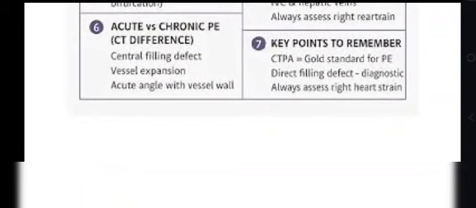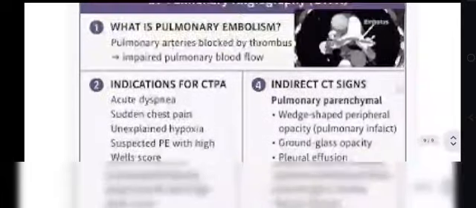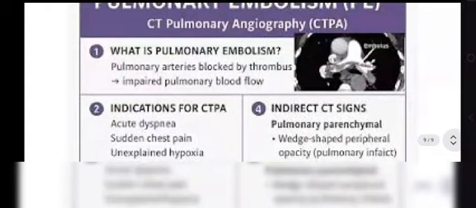It is a gold standard for pulmonary embolism, that is, it shows a direct filling defect, and its diagnosis always assesses right heart strain. So it is compulsory to check the patients thoroughly. If there are any indications such as sudden chest pain, unexplained hypoxia, or a suspected pulmonary embolism with high Wells score or elevated D-dimer, it is recommended to check the patient's health conditions and make it convenient to cure the patient at any time.